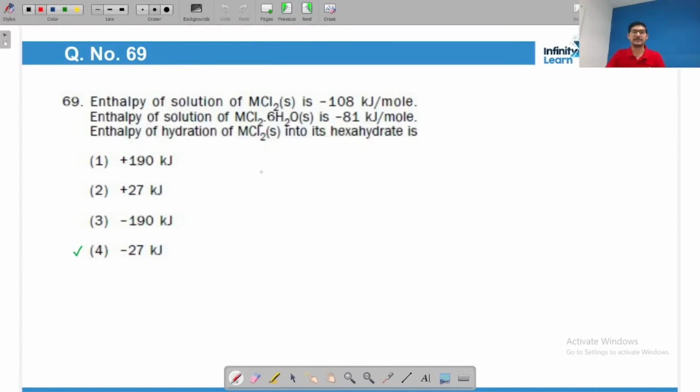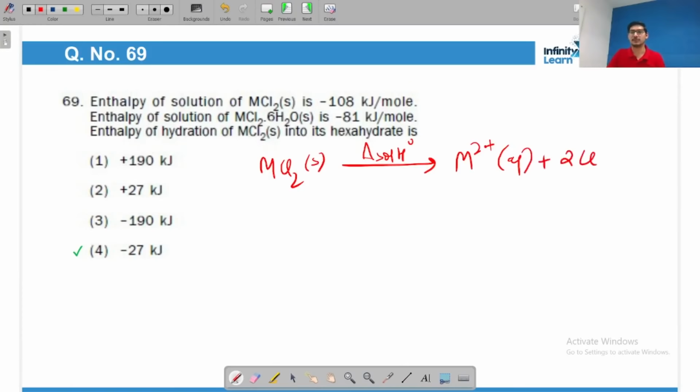Enthalpy of solution of MCl2 solid, some compound: when we dissolve it, we get M2+ aqueous plus 2 chloride aqueous. This is given to be how much, guys? Minus 108. Now the enthalpy of solution of MCl2.6H2O is given, and the enthalpy of hydration of MCl2 into its hexahydrate is asked.